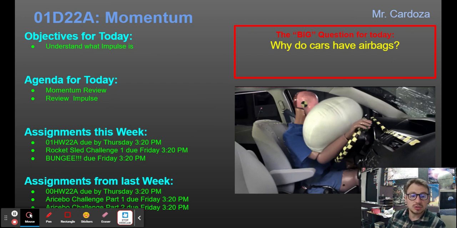The assignments from last week: there's that homework assignment from last week, the Arecibo challenge part one and part two. You might not be able to do part one. That's why I'll extend it to next week as well. So don't worry about getting that little sheet of paper in. But make sure you get the Arecibo challenge too, and get ready to have a notebook check, or have a notebook when we come in, because you will need to have those notes for next week's notebook check.